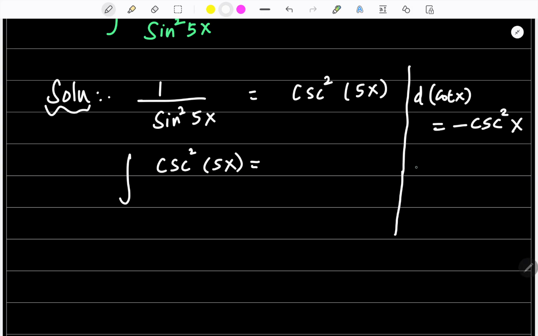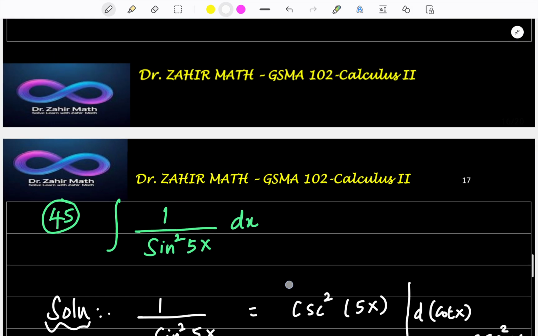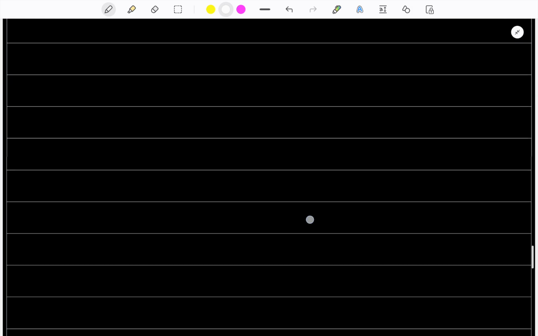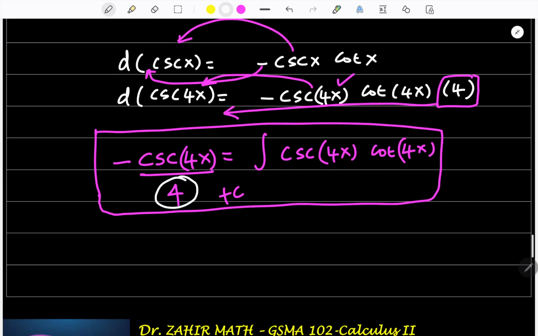Now I'll ask you one more question. What is the derivative of cot 5x? There is a 5 here. The derivative of cot 5x is the same, minus cosecant square 5x, and you are going to multiply by the derivative of 5x, which is 5. Now let's talk about integration. Just now I told you, in the integration it will come to this side as a divide.